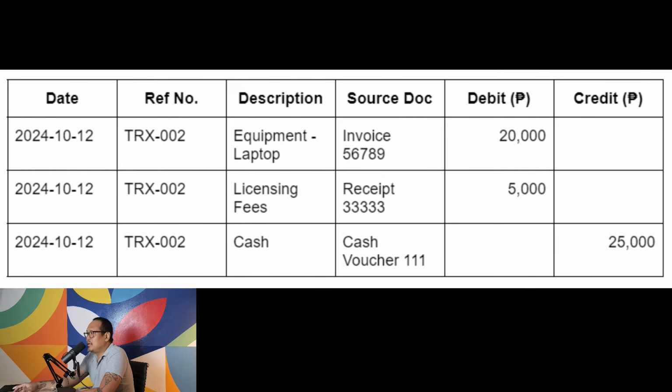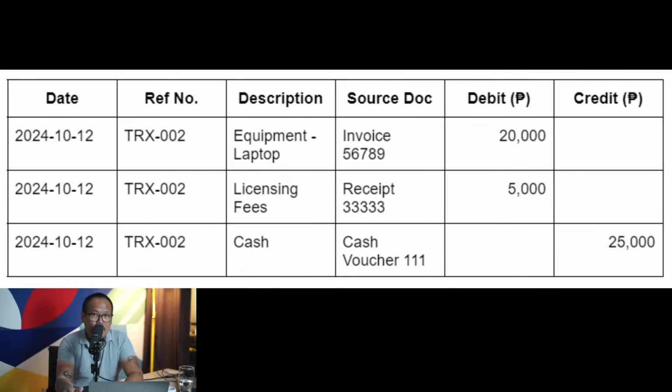Here we are debiting equipment and licensing fees because they add value to your business, and we credit cash because that's the resource you have used to pay for them. So it's all about making sure every penny is accounted for and categorized properly.